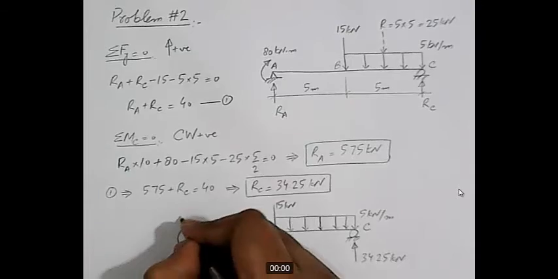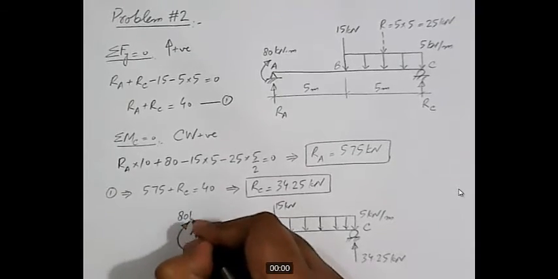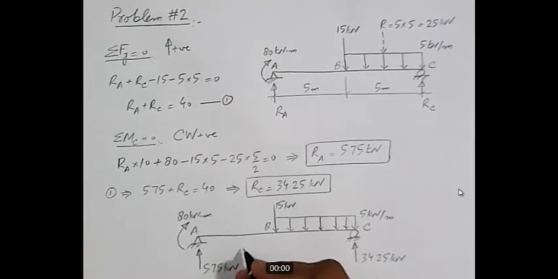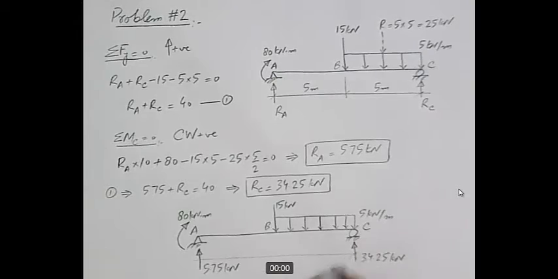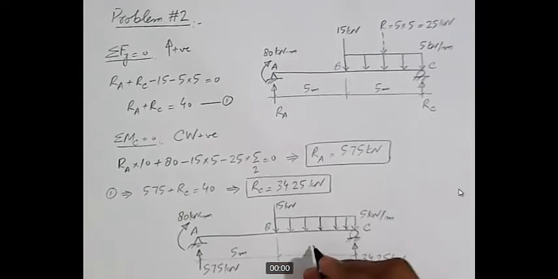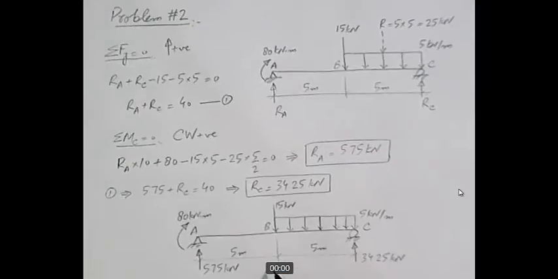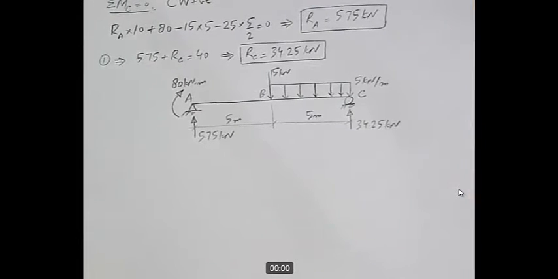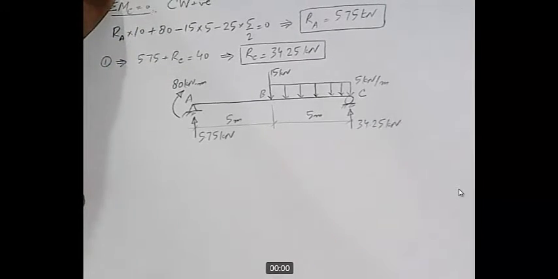And this is 80 kilonewton meter moment. Anything else? We can mark these distances as well. 5 meter and 5 meter. So this is the given beam. Now I think I have marked all the required information on this diagram. So in order to plot SFD and BMD, now we will draw the guidelines.